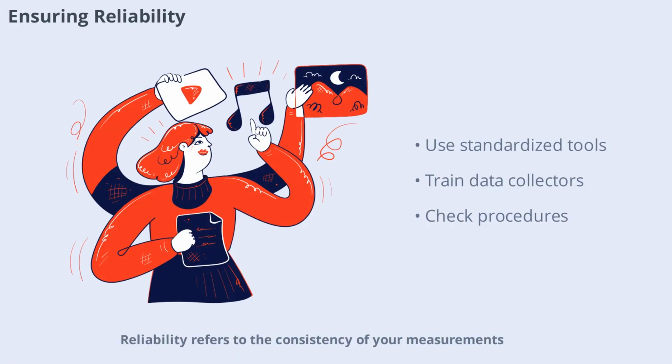Reliability refers to the consistency of your measurements. If you repeat your study or use your measurement tool multiple times, you should get similar results. To ensure reliability, use standardized instruments, train your data collectors, and check your procedures regularly. Reliable research builds trust and credibility in your findings.